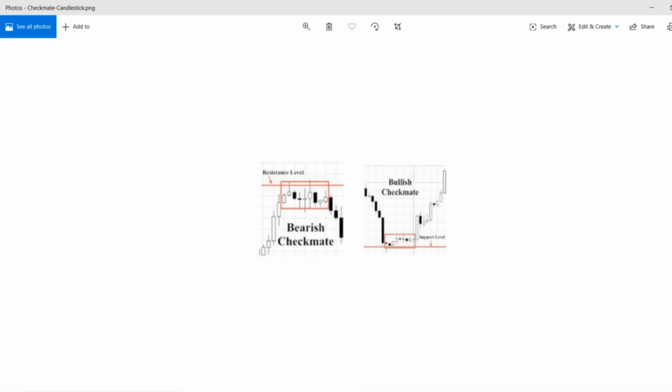Usually there is a bearish checkmate and a bullish checkmate. If you see the price is going up and getting halted there, and checkmate, you're going to go down, that's a bearish checkmate. Now we have the opposite here. The price was coming to the downside, and it was kind of getting supported, and checkmate, we were going to the opposite side.